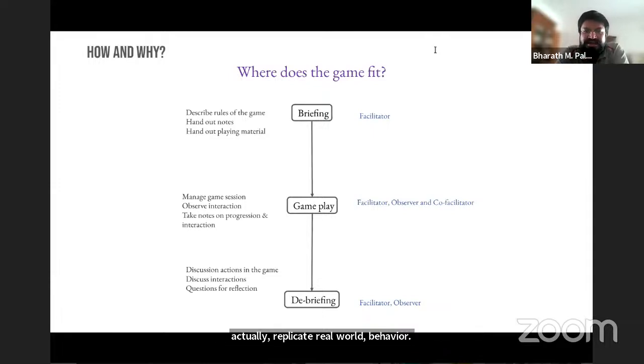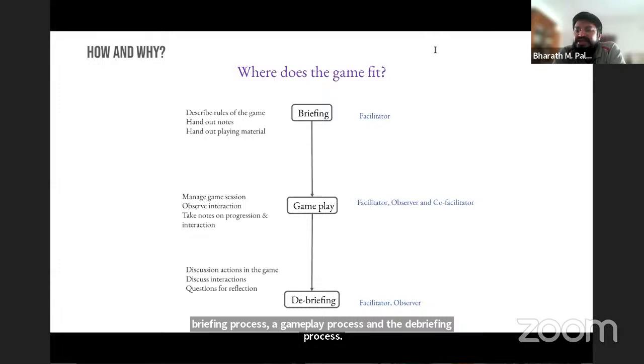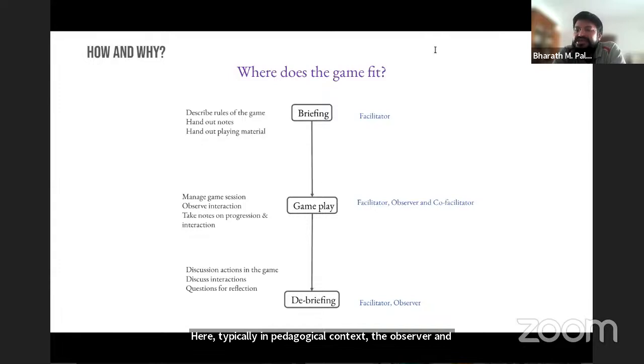Where does the game fit again? Typically in such context, I think this is again fairly well known, so I'll just jump through it. We are looking at a briefing process, a gameplay process, and a debriefing process. Here, typically in pedagogical context, the observer and the co-facilitators are not very critical. But when we're using the results of the game for analytical purposes in terms of analyzing the trade-offs in the policy, or reformulating the policy, or testing the policy formulations in itself, then we need to have these observers and co-facilitators in order to ensure that the data that you collect is reasonably useful.